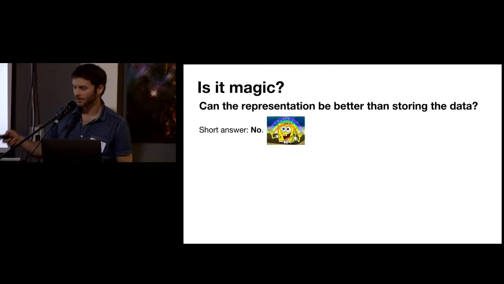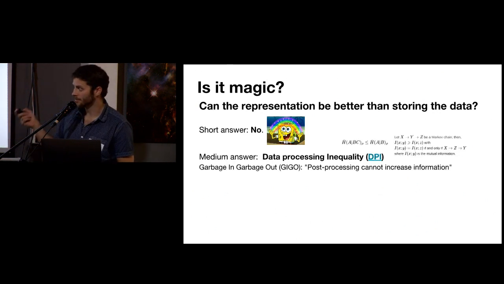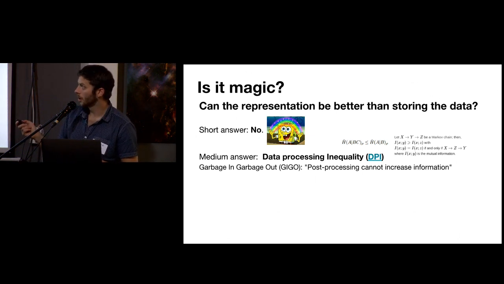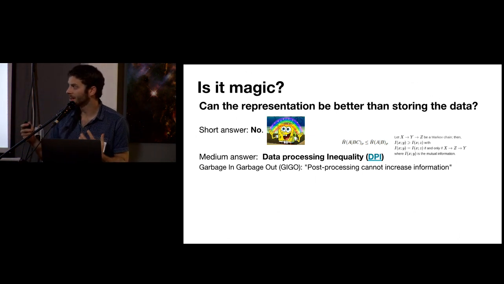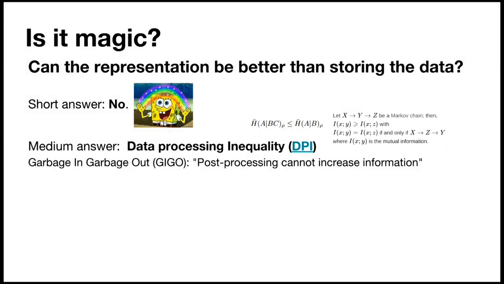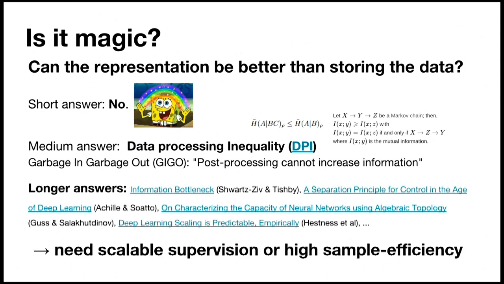So the medium answer, which is a bit more scary than SpongeBob, is the data processing inequality. From an information theory perspective, post-processing cannot increase information. We know it, right? It's often understood in Silicon Valley and by developers as garbage in, garbage out, right? That's classic. You could say, oh yeah, you mean the data processing inequality, right? The cross entropy, yeah, okay.